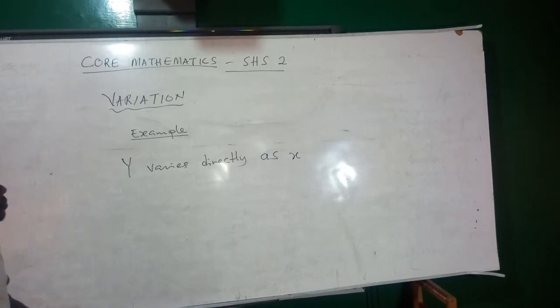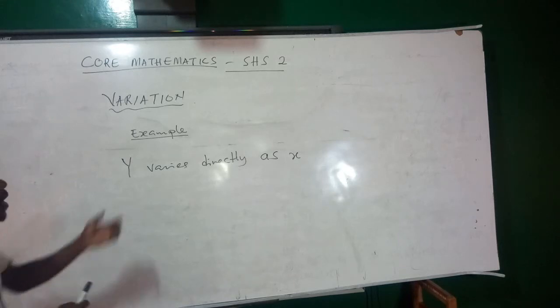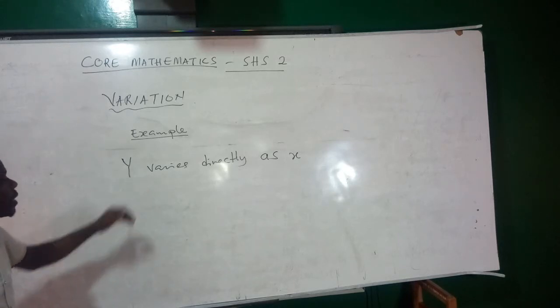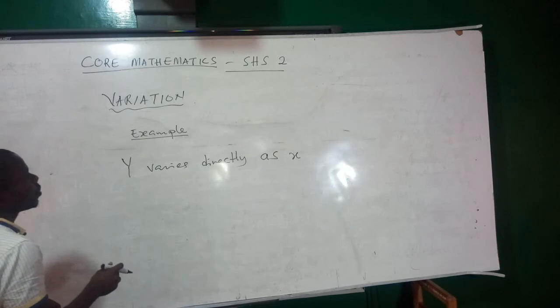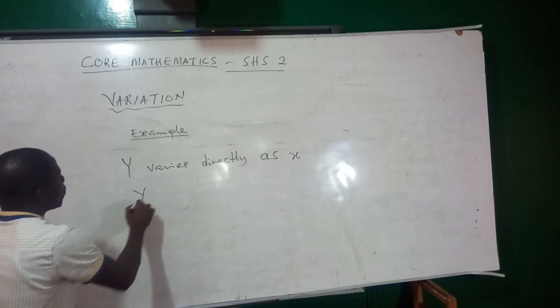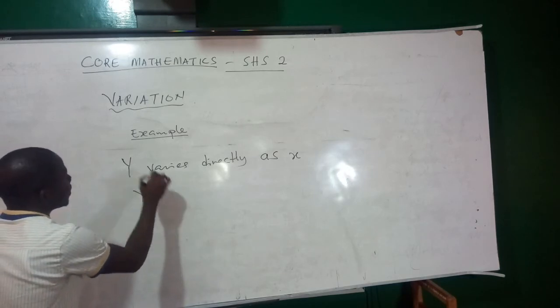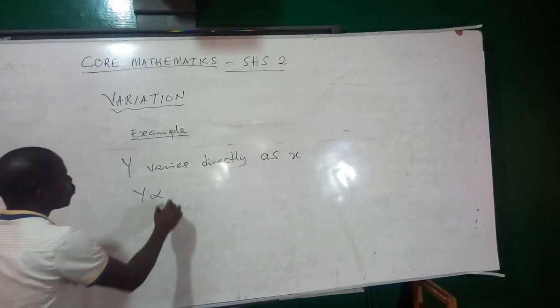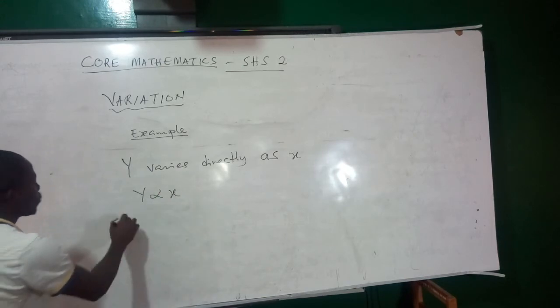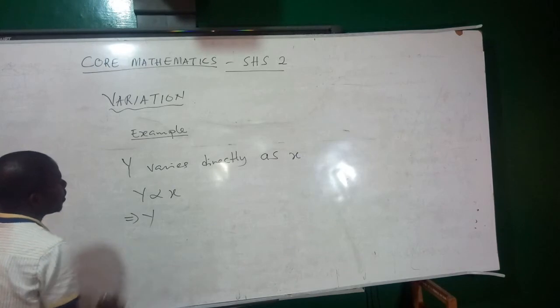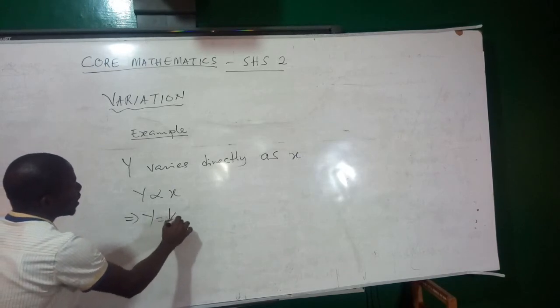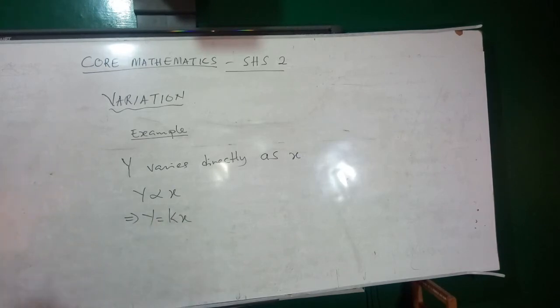Okay, let's see. Compare what you've written with what is on the board. We have y is directly proportional to x, and this will imply that y is equal to kx.